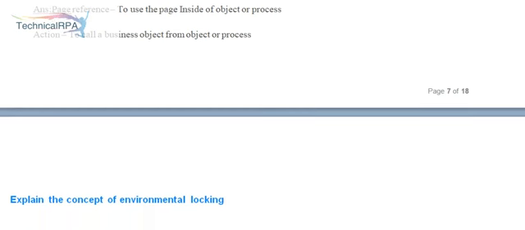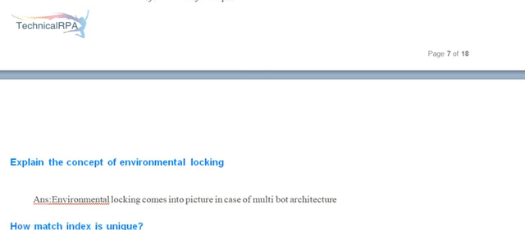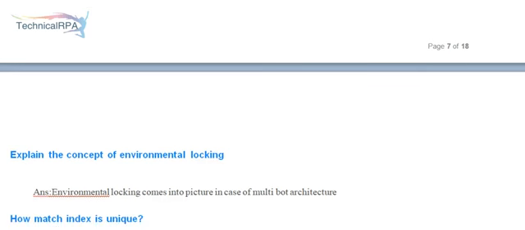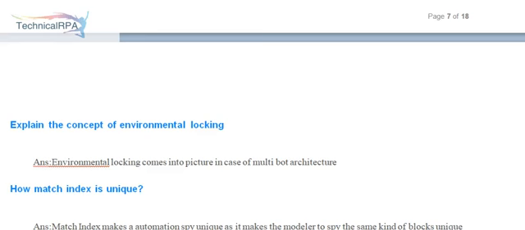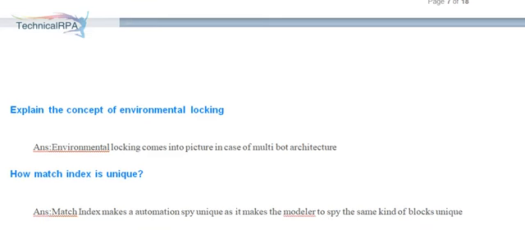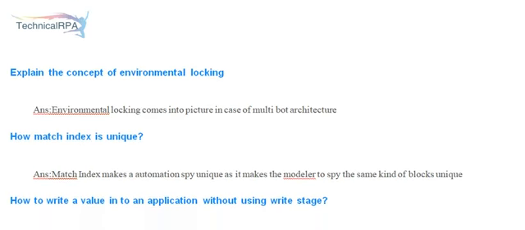Which part of Blue Prism interacts with applications? Application modeler. Differences between page reference and action stage. Page reference is to use the page inside of object or process. Action is to call a business object from object or process.